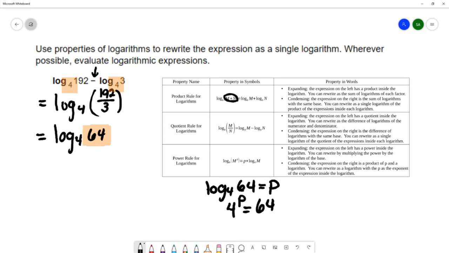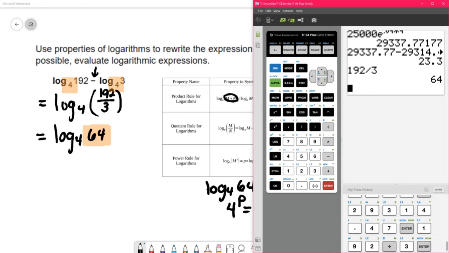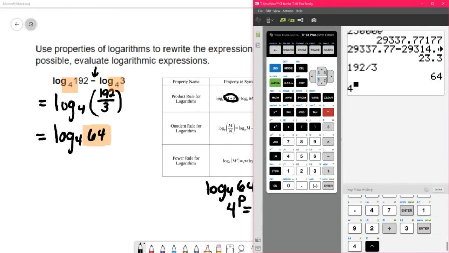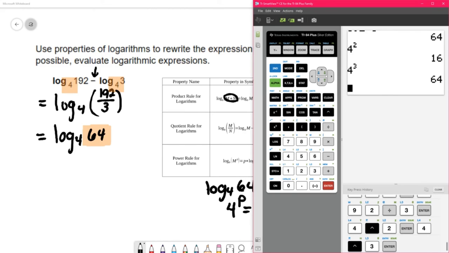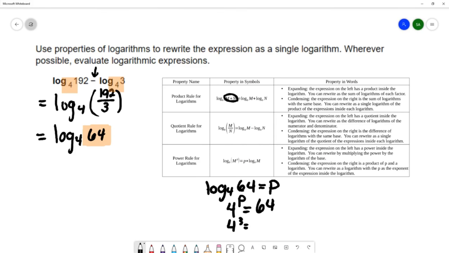Even if I'm not able to do this in my head, I can bring up my calculator and start thinking, 4 to the second power, that's 16. 4 to the third power, oh, that gives me 64. So 4 to the third power is 64. And that must mean that my power is 3, and this log expression equals 3. So log base 4 of 64 is 3. So that entire expression, log base 4 of 192 minus log base 4 of 3, simplified to be 3.